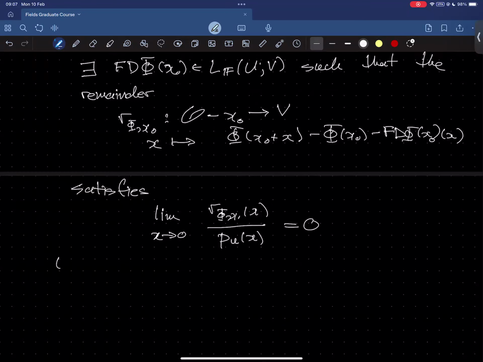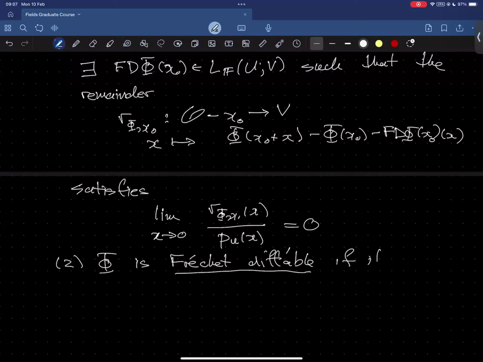Then phi is Frechet differentiable if it's Frechet differentiable at every point, as usual.